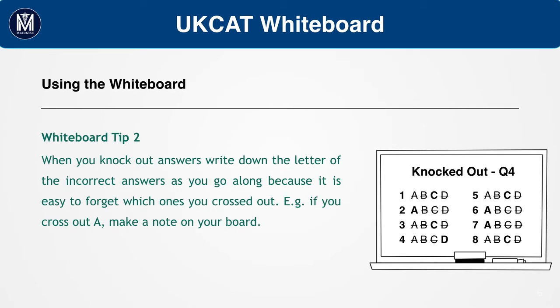Secondly, when you do questions in a book, for example, let's say you're doing the Medic Mind book questions, and if you want to knock out A, you just put a cross through A. If you want to knock out B, you put a cross through B. However, when it comes to test day, you won't have a piece of paper to put a cross through. Therefore, it might be easy to forget which ones you crossed out when you reach halfway through a question.